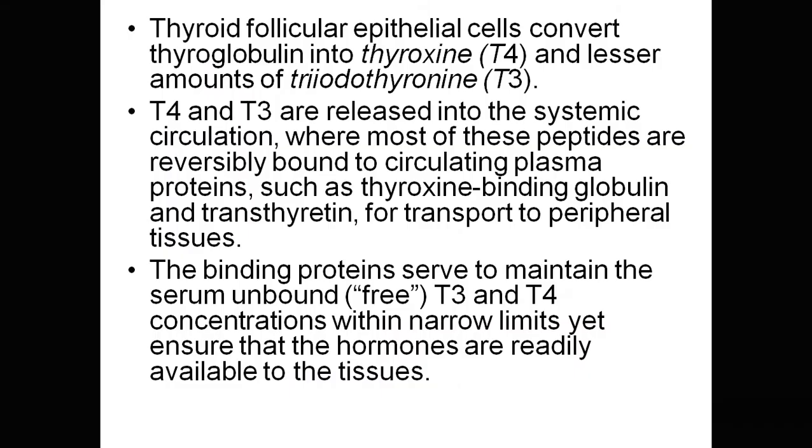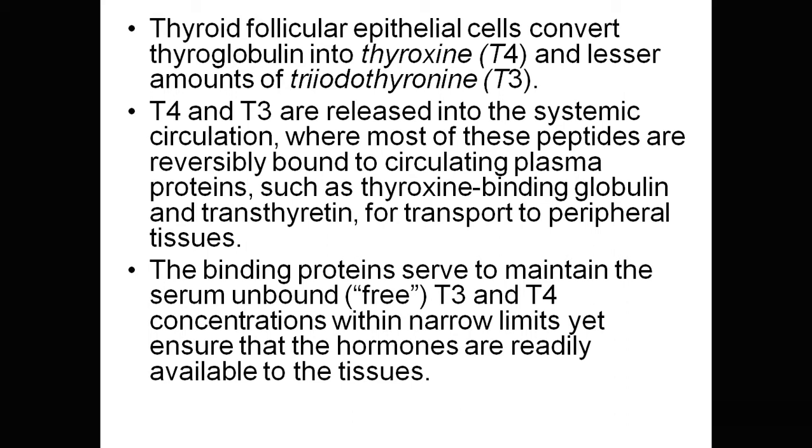Generally the thyroid follicular epithelial cells convert thyroglobulin into T4 and T3. Thyroxine is called T4 and triiodothyronine is called T3. T4 and T3 are released into the systemic circulation, where most of these hormones are reversibly bound to circulating plasma proteins. So for circulation, T3 and T4 require binding with some protein. It is called thyroxine binding globulin, TBG, or transthyretin, for transport into the peripheral tissue.